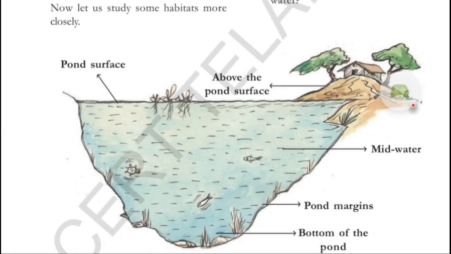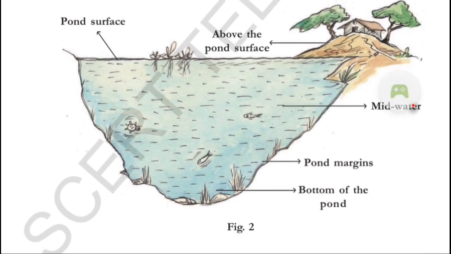You can see, students, this is a water pond. This water pond can be said to be a habitat of different creatures. How can it be said to be a habitat? See, students, there is the surface of the water, the mid of the water, the pond regions, the bottom, and above the pond surface there is a house and trees. This whole place, like a pond, is said to be a habitat because different creatures live there, and as optimum supporting conditions for life are available there, different creatures can live there.